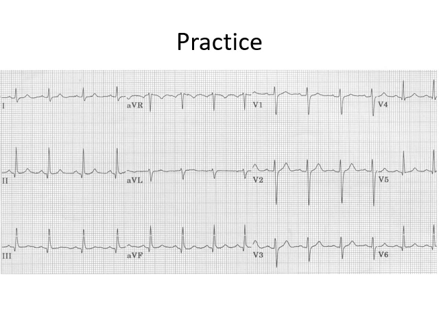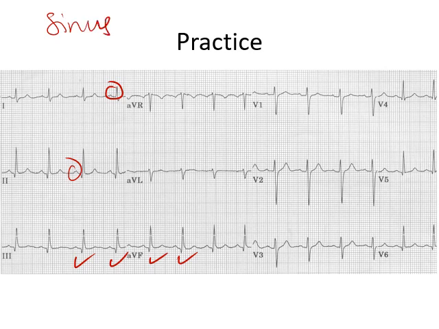Alright, let's begin from the basics. You see upright P waves in lead 1 and lead 2, and each P wave is followed by a QRS complex. So this is an ECG in sinus rhythm.